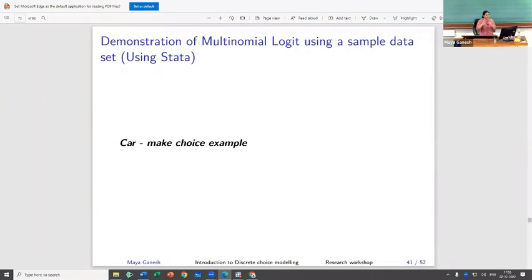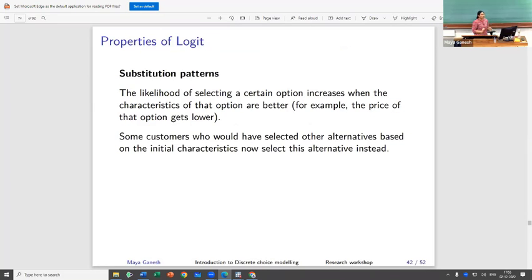So some people who would have chosen other options based on the original criteria now choose the new option instead. But since all probabilities add up to 1, increasing the likelihood of one option, what does it mean? It actually means that I'm decreasing the likelihood of other options, right? In some way, I am taking probabilities out of that and giving it to this other option which has gotten better, right? So it implies a reduction in probability of the other alternatives.